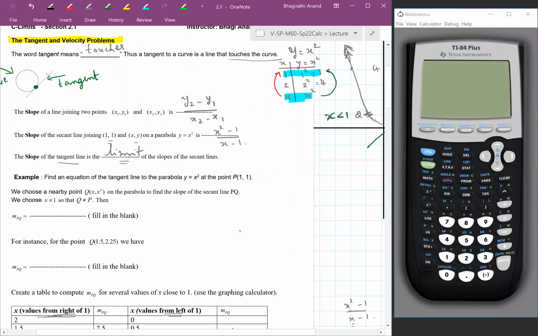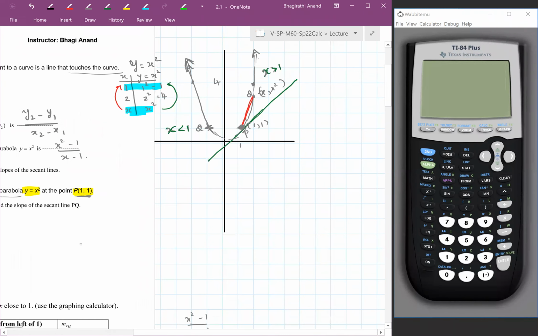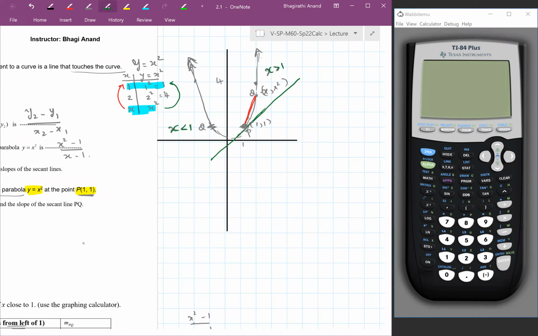This is the idea. Find the equation of the tangent line to the parabola y = x² at the point (1, 1). So if you look at this graph, what we want is the equation of this tangent line at the point P, (1, 1). In order to find the equation of the tangent line, what do we need? We need the slope. We already know the point (1, 1). Once we find the slope of the tangent line, we can write down the equation of the tangent line. But we don't have another point on the tangent line.